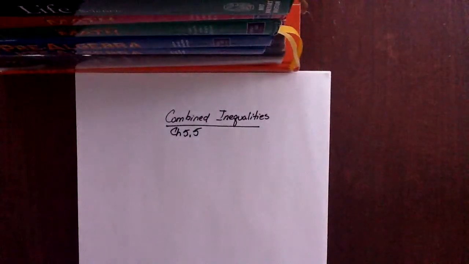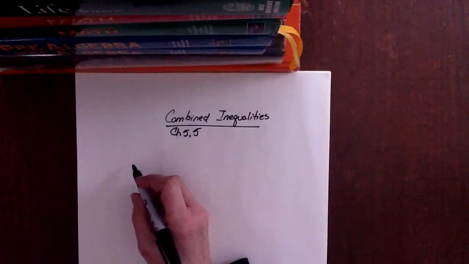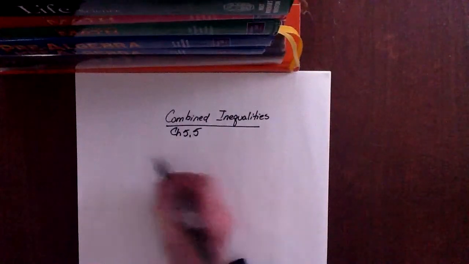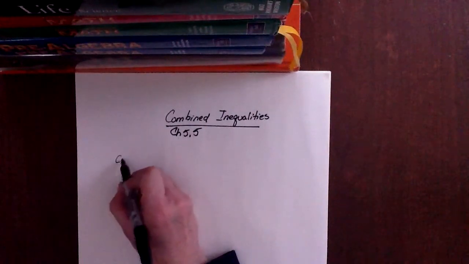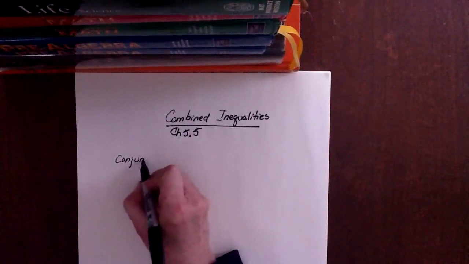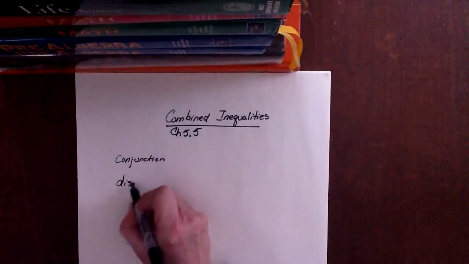Okay, today we're going to talk about combined inequalities. This will be a quick review of Chapter 5, Section 5. In this section we talked about two ideas. The first one is a conjunction, and the second one is a disjunction.